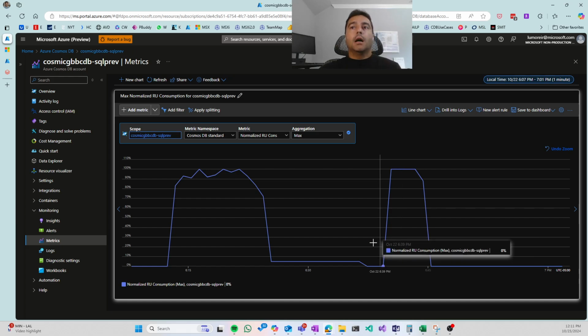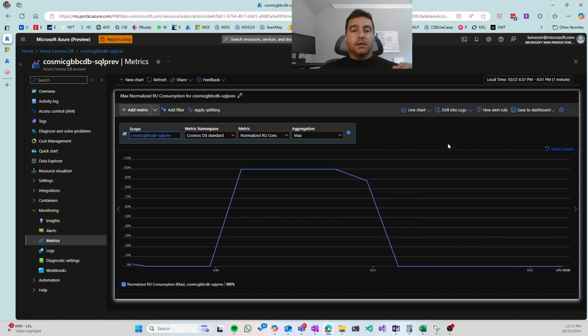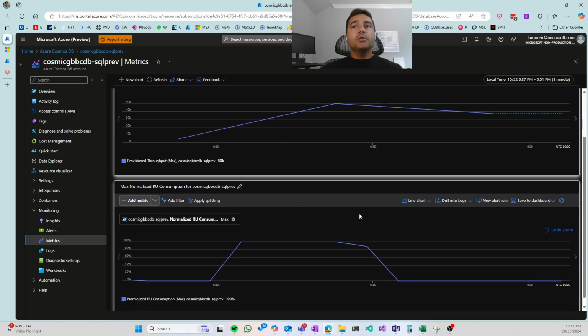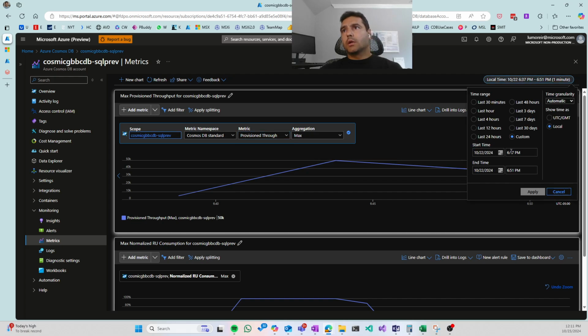Okay, let's take the second occurrence first. Here I can see normalized RU reach 100%, but what does it mean? So I want to add a new chart here, and I want to look at the metric provisioned throughput. Provisioned throughput will give me a metric that shows, let me widen my time frame a little bit here, so like 6:30 to 7 p.m.